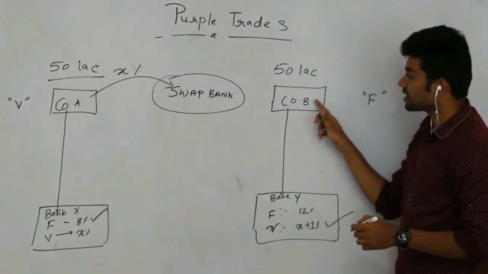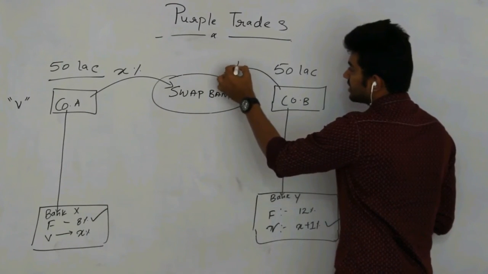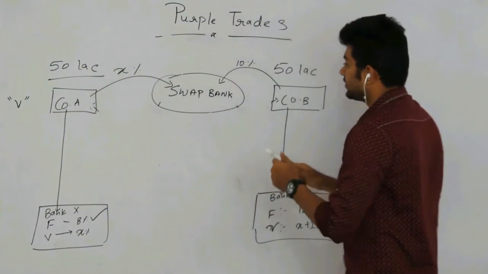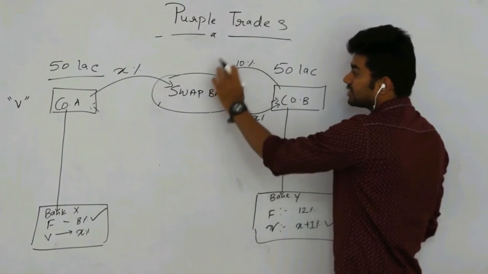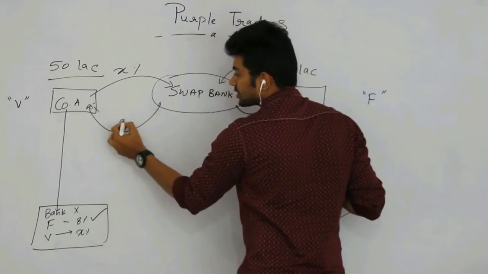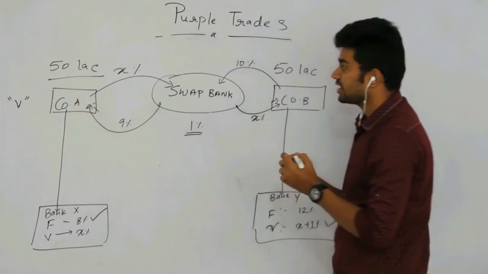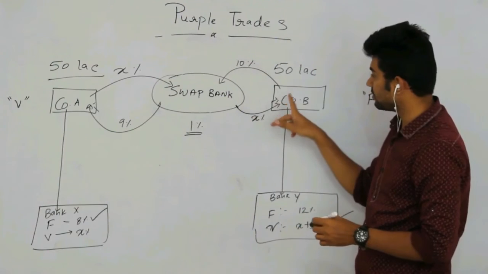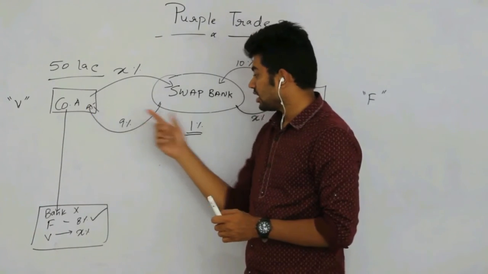Also, from company B, swap bank will take a fixed rate of interest, let us say 10%. The X% which swap bank is taking from company A, it will directly return to company B, and the 10% which swap bank is taking from company B, it will give 9% to company A. Thus, swap bank is making a profit of 1%. That is, it is taking X% from company A and giving that entire X% to company B, but taking 10% from company B and giving just 9% to company A, thus making a profit of 1%.